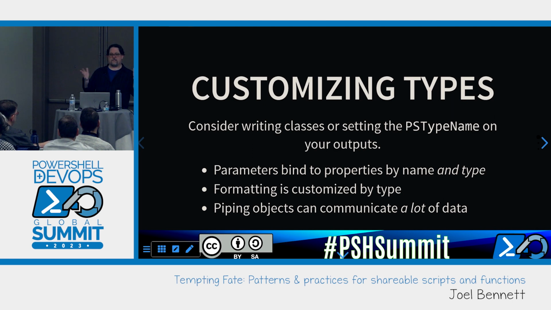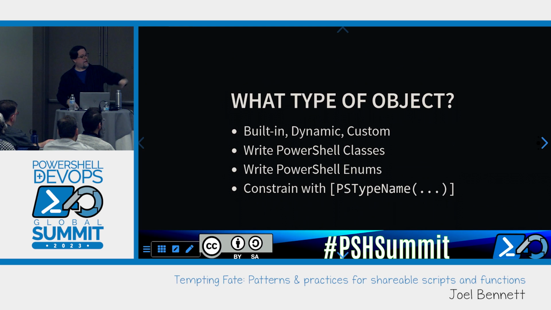Because it's not really a class that PowerShell recognizes, so I can't use that square bracket user. What I can do is, see at the bottom? Constrain with PS type name. So you can put that PS type name attribute, the name of a type that you only added as a decoration in a PS custom object. Whether you're building PowerShell classes or PowerShell enums or just using dynamic objects, you can use that to constrain your parameters.